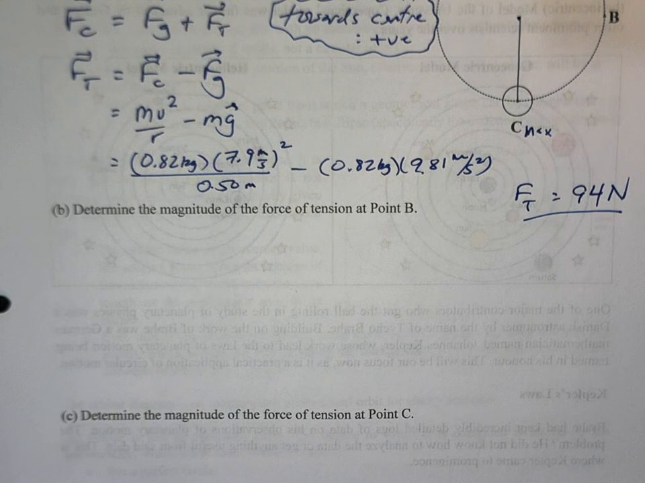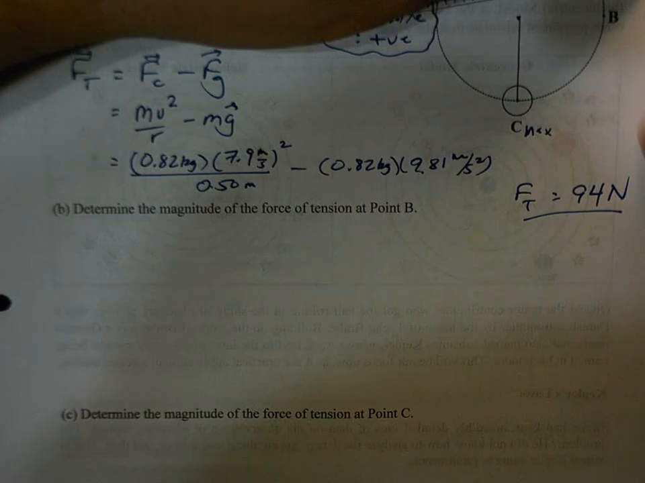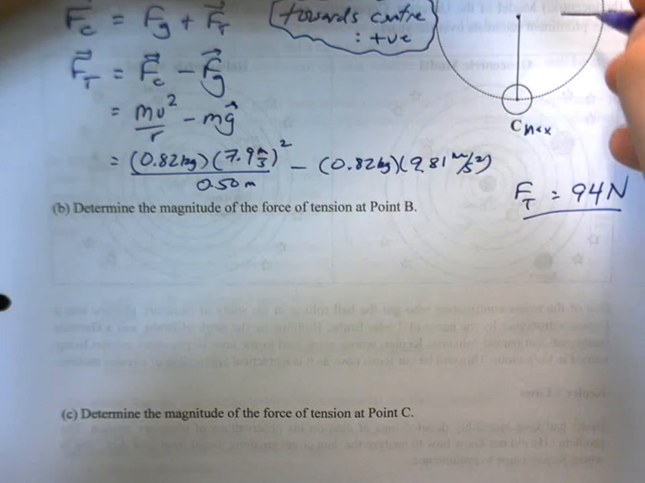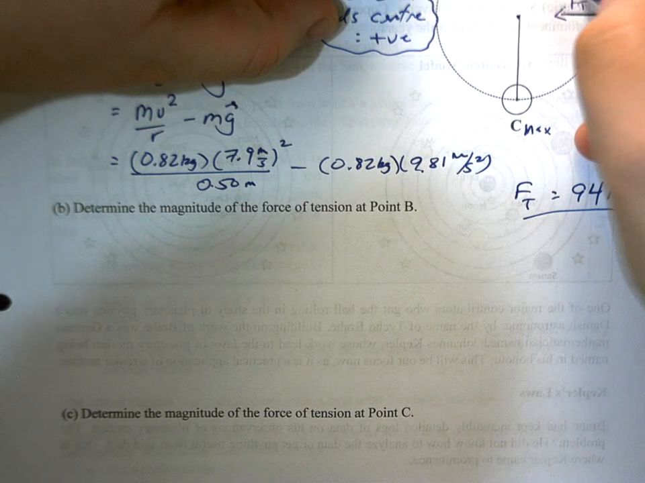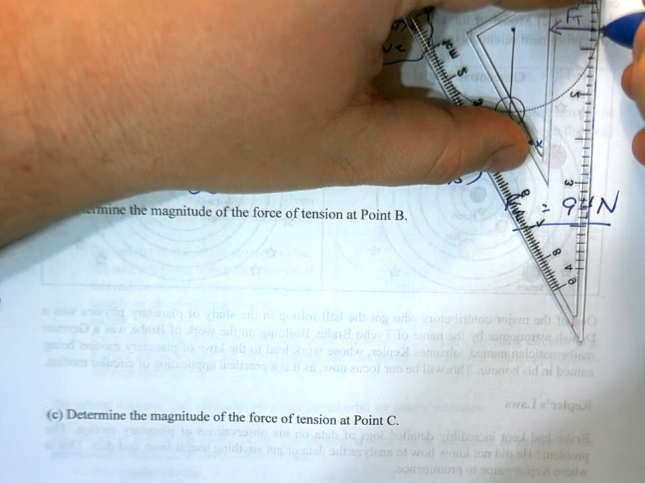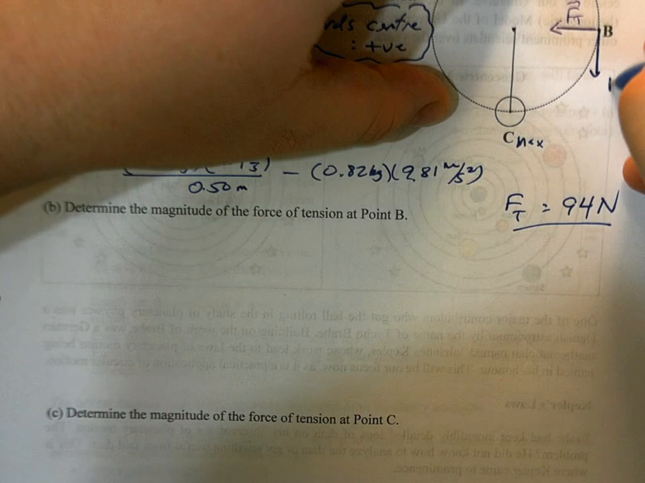Now that we've got the 94 newtons for point A, let's move to point B. For point B, we're going to have this force of tension still directed towards the center. So I have this Ft, and this time gravity is going to be directed down.